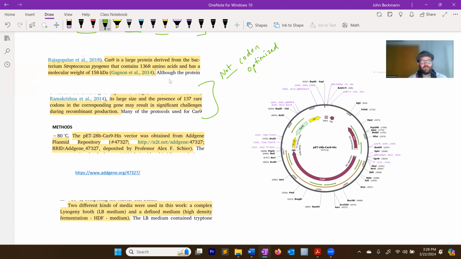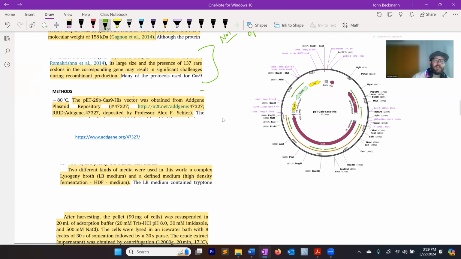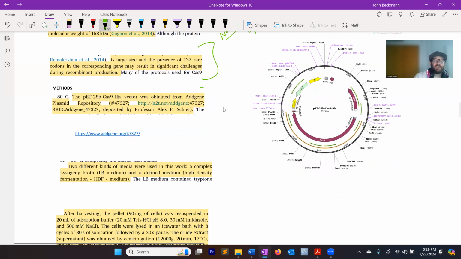Nowadays, I think this paper is, I can't remember what year, but I think it's at least 5 years old. Nowadays, there isn't really even an excuse to work with non-codon optimized because there are so many plasmids that have Cas9. It's 2019, so that's 5 years. Yeah. Okay. Now let's get into the methods.